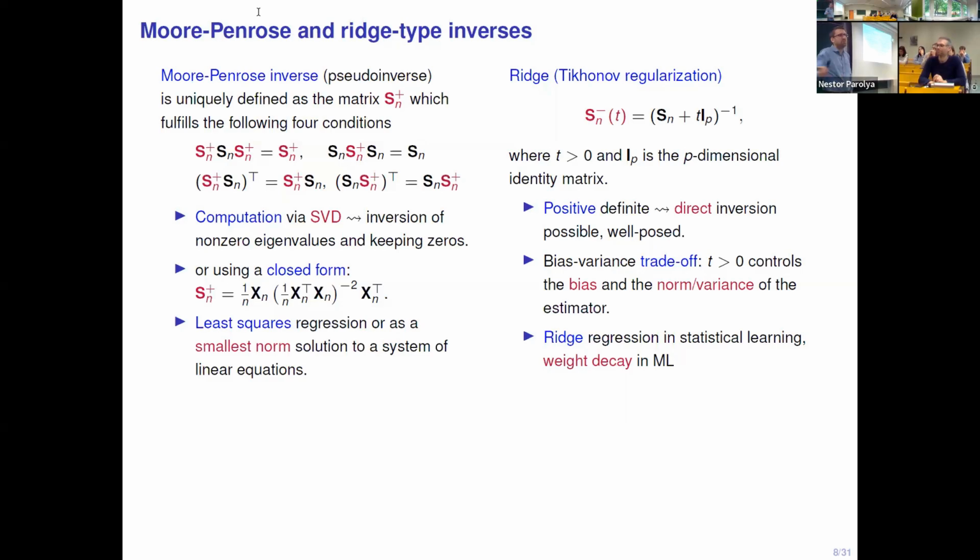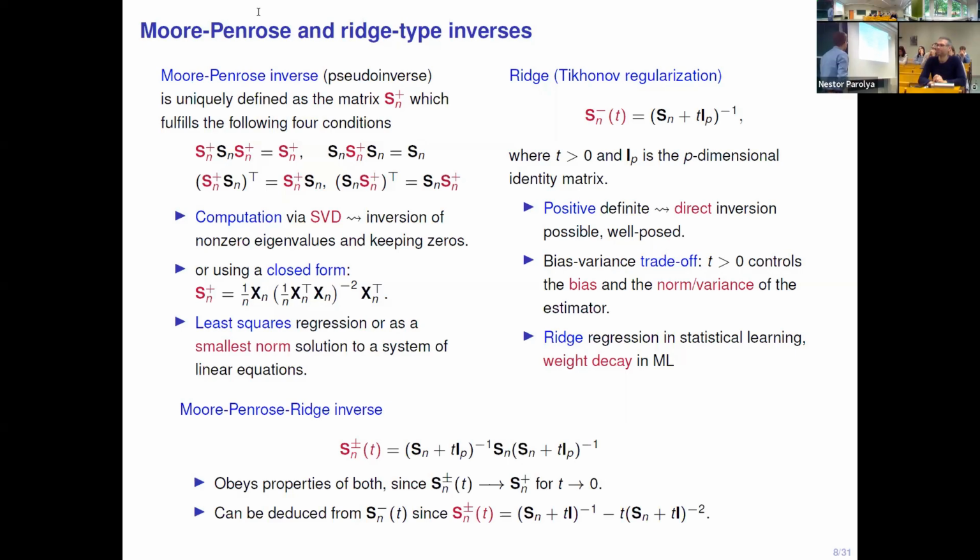So it will work, you can invert it. You can also invert this one. This one's even easier. And we looked also at the third one, which is some sort of mutant of these two. Let me explain why. Because this matrix here, which we call S plus minus, so S plus is Moore-Penrose, S minus is ridge, and S plus minus is sort of the sum of both, or maybe a total, I don't know.